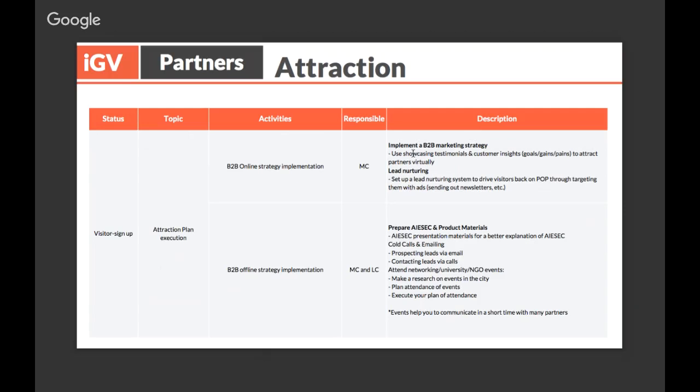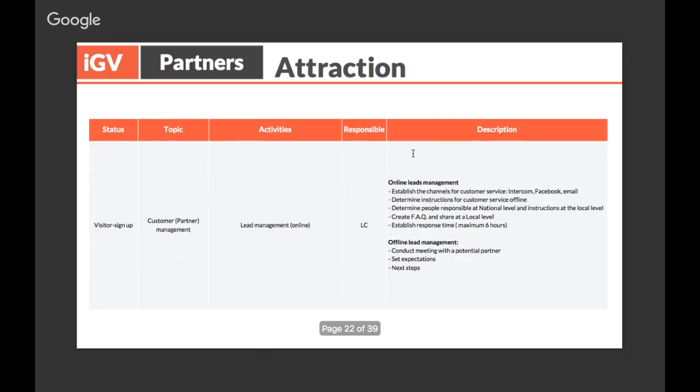B2B offline strategy implementation is working specifically with our presentation materials for better explanation of ICX and the project you are running, cold calls and emailing. Pretty much the activities are the same as in iGE, but of course your target will be different. Not startups in this case, but let's say NGOs, schools, and companies or other institutions that you are considering as partners for your iGV project.